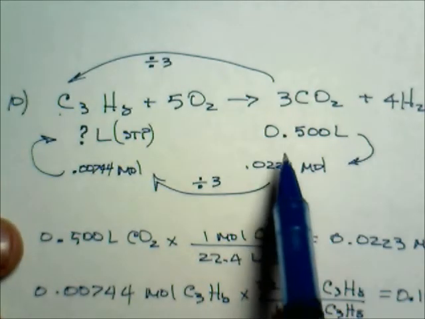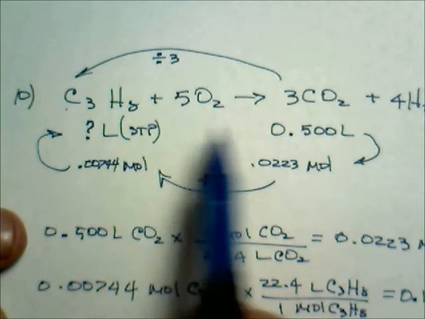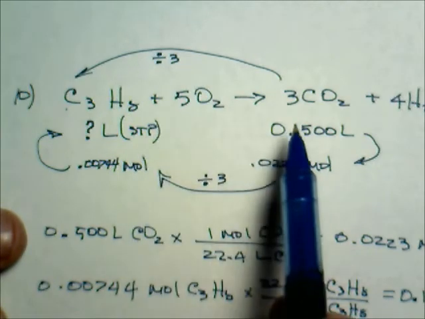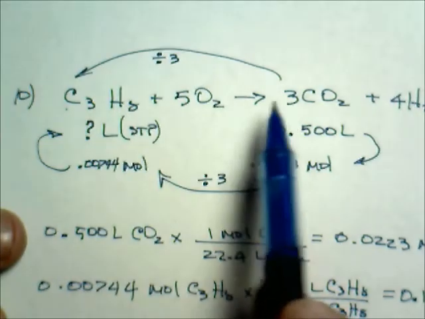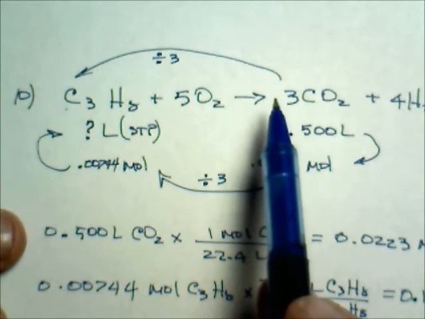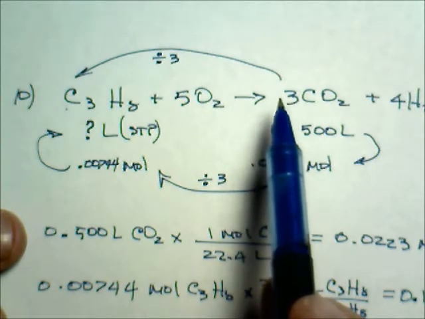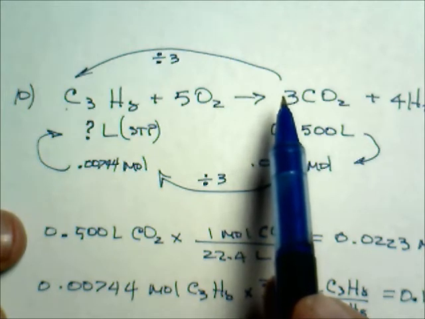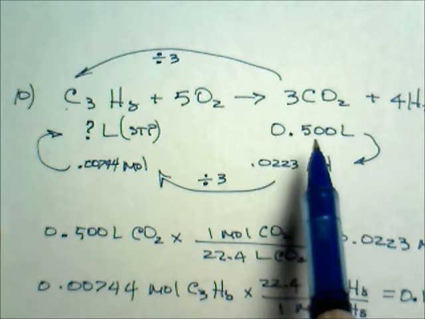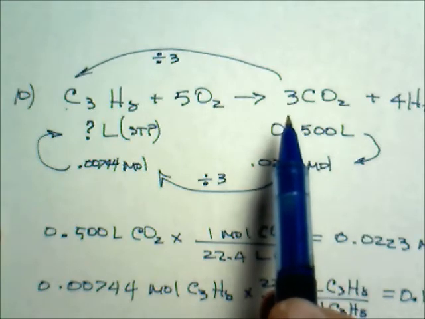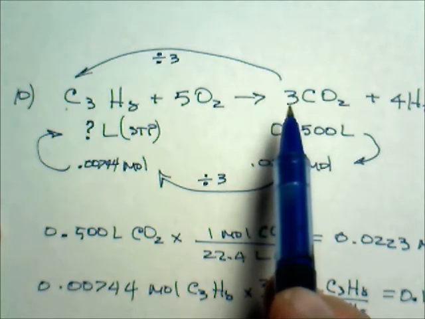So what we've just discovered is that the volumes are in the same ratio as the coefficients in the balanced equation. This was discovered quite a few years ago by a Frenchman by the name of Gay-Lussac. Stop giggling, that's his name, Gay-Lussac. And so what we're going to find a little bit later on, when we talk about gas laws, is Gay-Lussac's law of combining volumes.